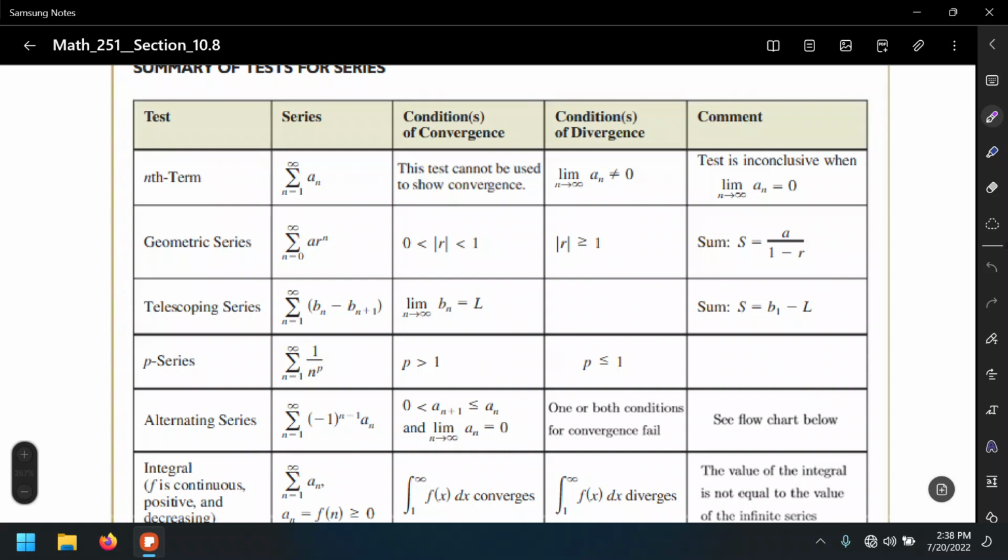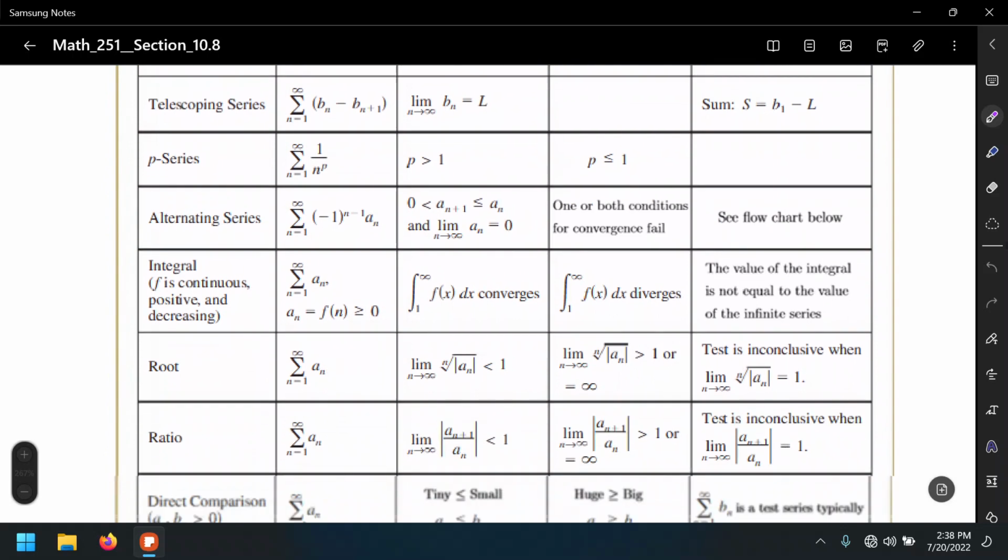And actually, the tests that we have here are not in the order that we covered throughout the class, right? Well, I think we started with the nth term. No, we didn't start with that one. I think we did the telescoping first and then the geometric test. All right. So this table right here: number one, the first column gives us the names of the different tests, the nth term test, geometric, telescoping. All of them are here.